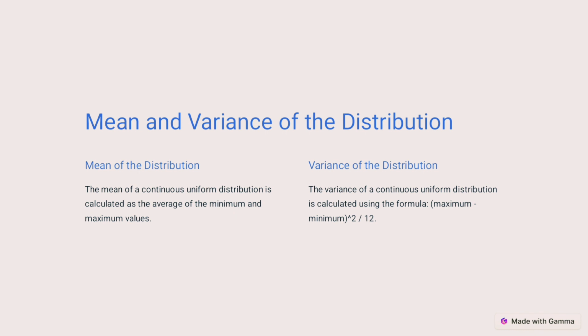Now we move to the variance of this distribution. The variance is calculated by a formula. Let's assume two variables a and b. In this formula we subtract a from b, square it, and divide by 12. Not a square root, it's the square of the difference. Thank you. Now let's move to another page.